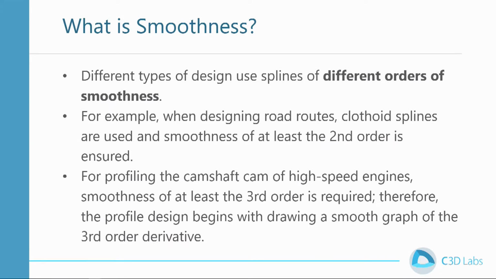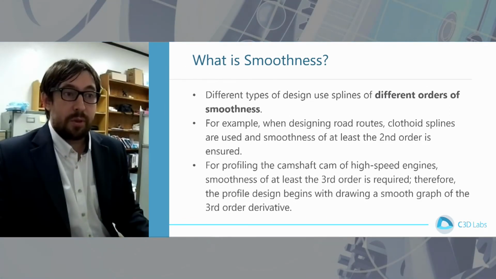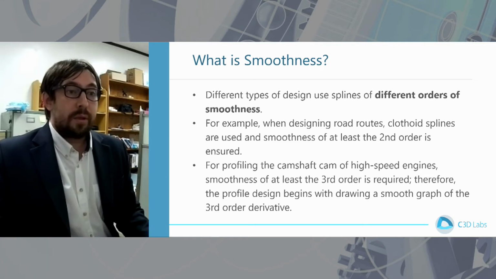For example, when designing road routes, clothoid splines are used and smoothness of at least the second order is ensured. For profiling the camshaft cam of high-speed engines, smoothness of at least the third order is required. Therefore, the profile design begins with drawing a smooth graph of the third order derivative. To ensure continuity of the torsion function when modeling space curves, the curve must have third order of smoothness.